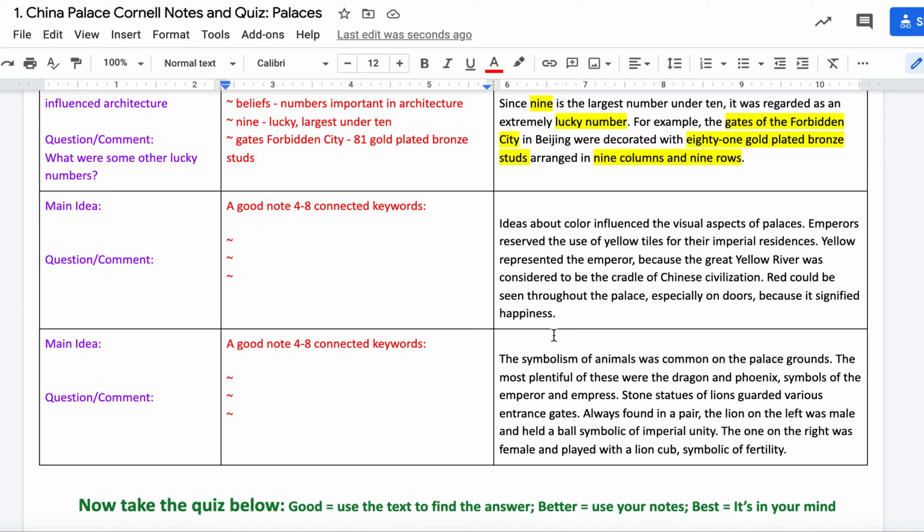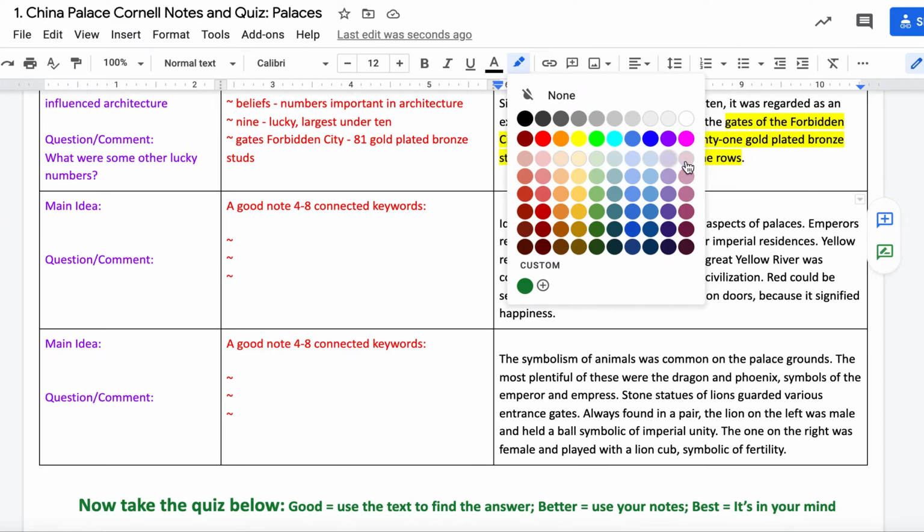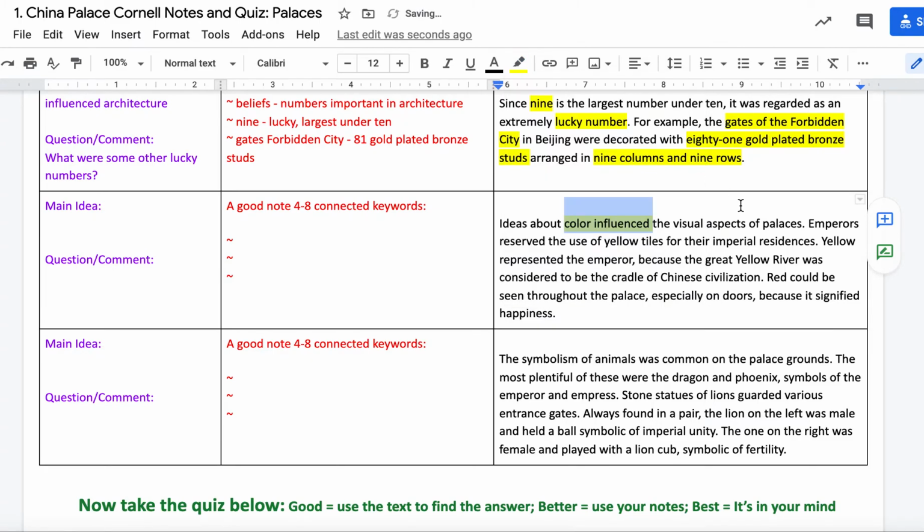So here what we're going to do is we're going to talk about how color influenced. What was the influence of color? So color influenced the palaces. And the emperors wanted to have yellow tiles for the imperial residences.